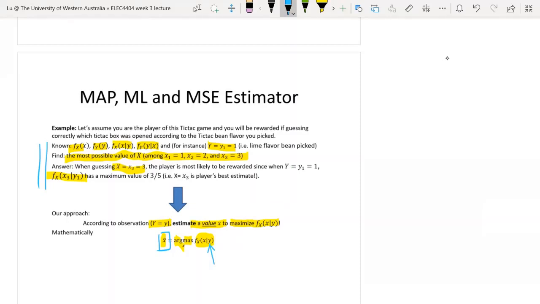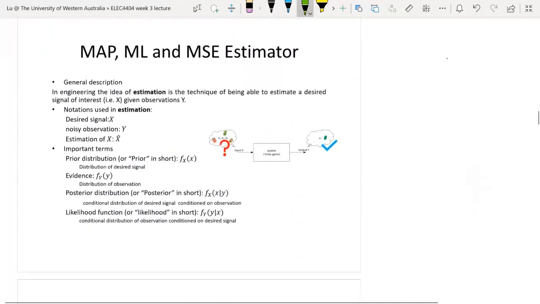Okay. So how to evaluate which tic-tac is the most likely opened by me? Because y is known here, I want to examine the conditional PMF of x. I need to pick up the argument x. So here again, you can see I want to find out the argument x which can maximize this conditional PMF. Okay, this whole story is important for us.